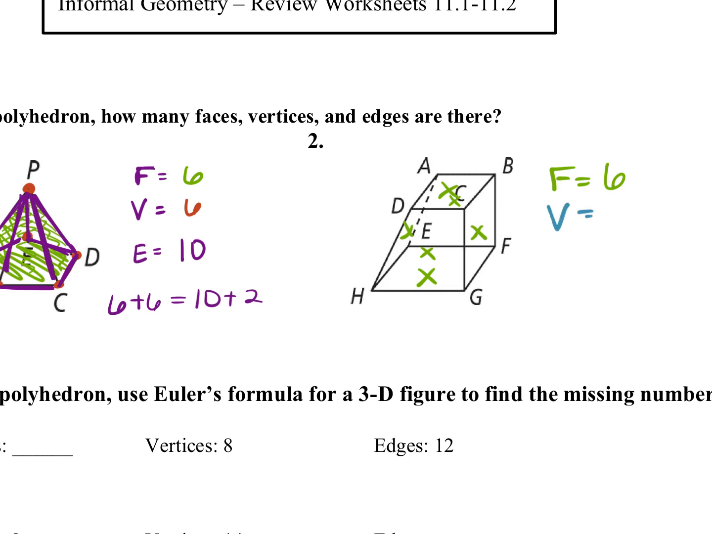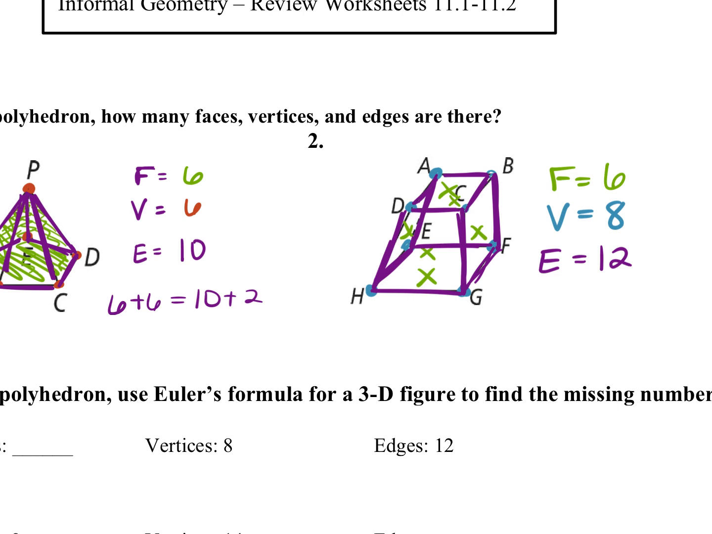How many vertices does this one have? 8. There's 8. There's 1, 2, 3, 4 up top. And there's 1, 2, 3, 4 on the bottom. So there's 8 vertices. How many edges? 12. There's 12. 1, 2, 3, 4 on top. 1, 2, 3, 4 on bottom. And then the 4 that connect those two rectangles. That's 12.